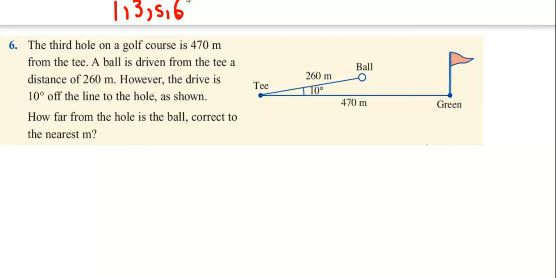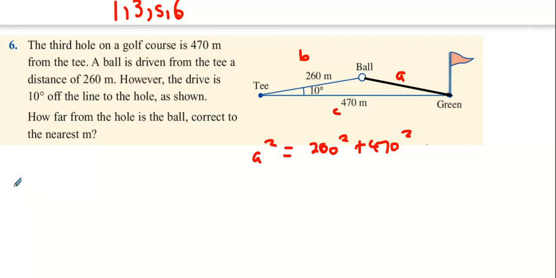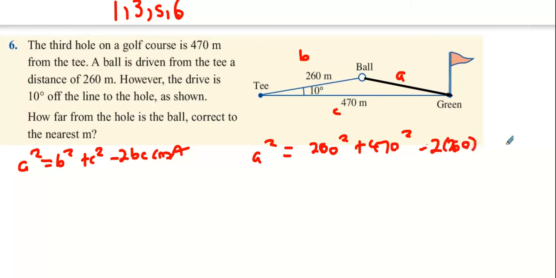So what you got to do this time is you got to find the distance from the ball to the green. And once again, we got a cosine rule here, where it's going to be a squared equals 260 squared plus 470 squared. You can say that's b and c. And we use the cosine rule, which is a squared equals b squared plus c squared minus 2bc cos A. Then minus 2 times 260 times 470. The angle in between, which is your 10 degrees, cos 10. This is a length question, because we're trying to find out the length of the black length there. How long is it to the hole?